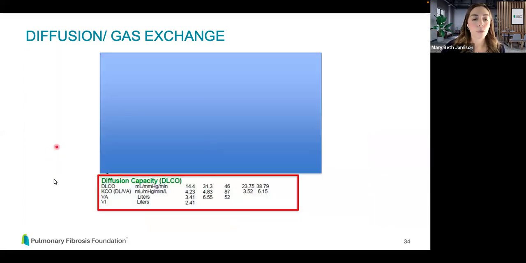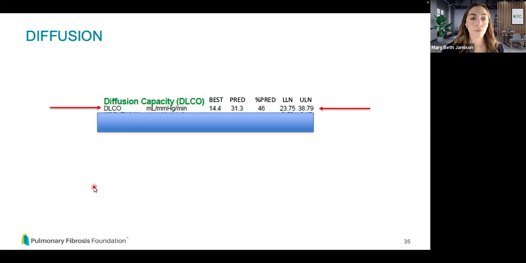So your diffusion on your pulmonary function test report is at the very bottom. And again, you have all of these other numbers, but we're only going to be looking at our DLCO right there. And we're looking at, again, change over time. So we're going to be looking at trends. And along with the FVC, we use this diffusion to monitor progression over time.